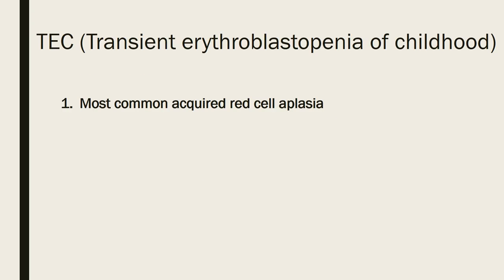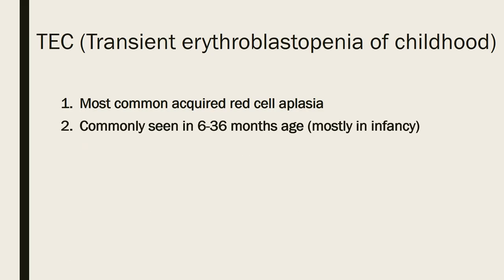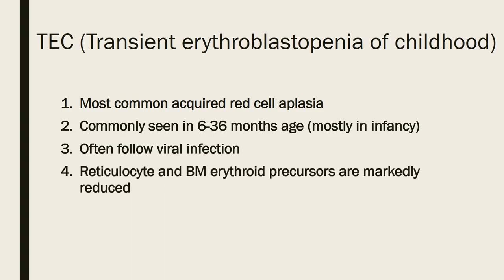Transient erythroblastopenia of childhood is the most common acquired red cell aplasia, in which normocytic anemia with decreased reticulocyte count will be seen. This is commonly seen in the age group of 6 to 36 months, mostly in infancy. We have to differentiate this from the congenital causes of red cell aplasia, example Diamond Blackfan, Fanconi. It often follows a viral infection, and in this condition reticulocytes and bone marrow erythroid precursors are markedly reduced.